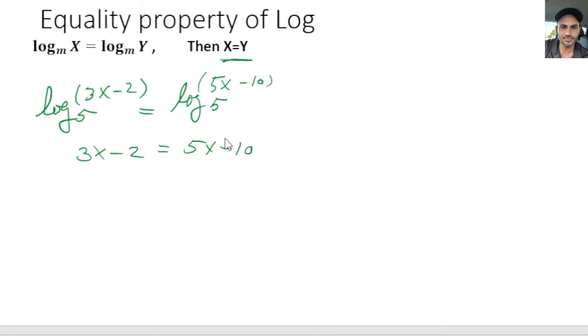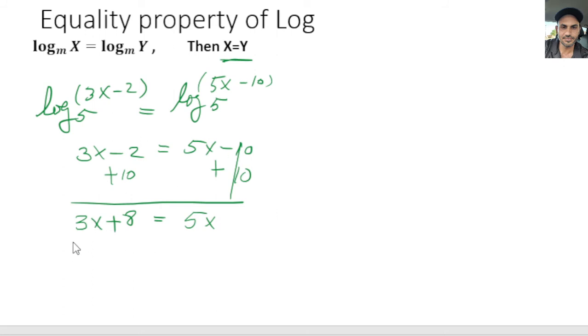So now it's a very simple equation. It's just a linear equation. We can solve it. So we add 10 on both sides. So this cancels out, and you have 5x equals 3x plus 8. So this becomes a positive 8 when we add a positive 10 and a negative 2. So the sum is equal to positive 8.